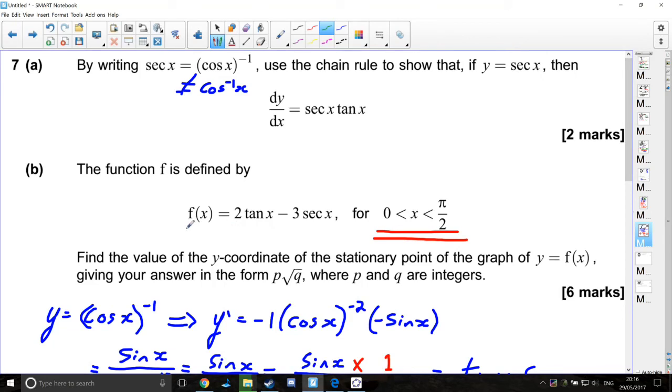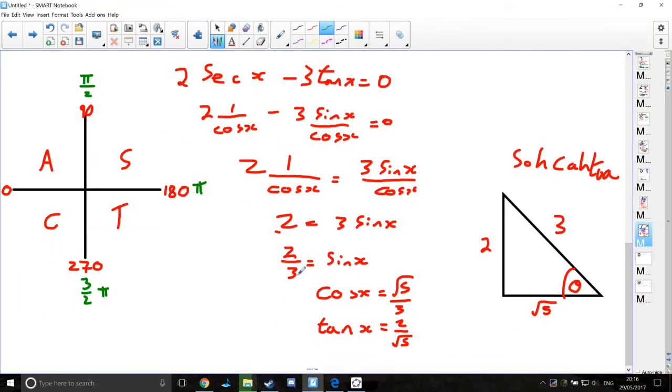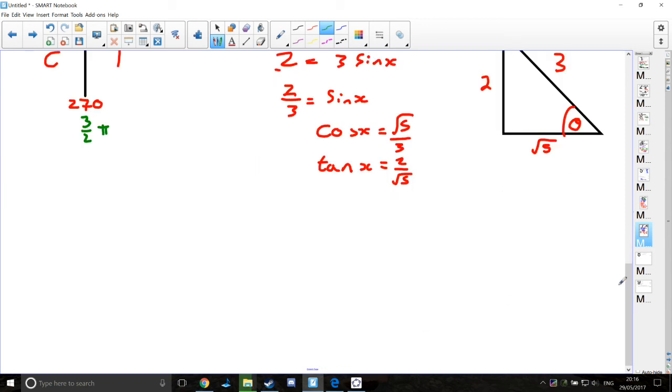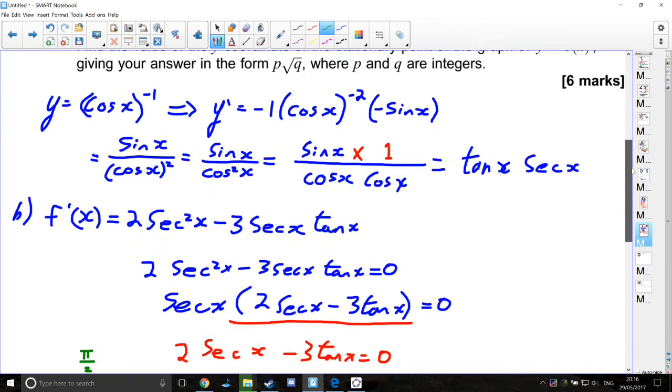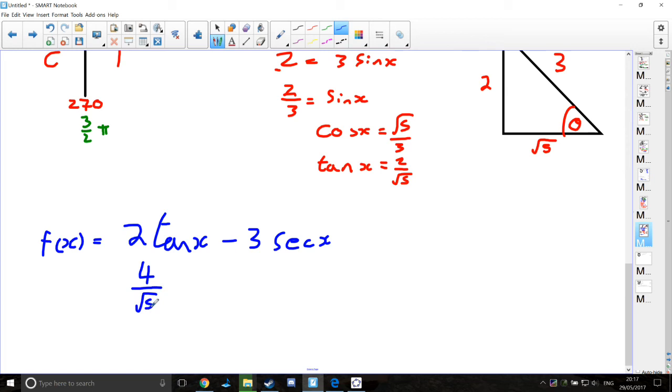So this is f of x. We want the y coordinate of the stationary point. Well, that's going to be quite easy now. We're told that it's 2 tan x minus 3 sec x. Well, that's all well and good because we know that tan x is 2 over root 5. So that's 4 over root 5.